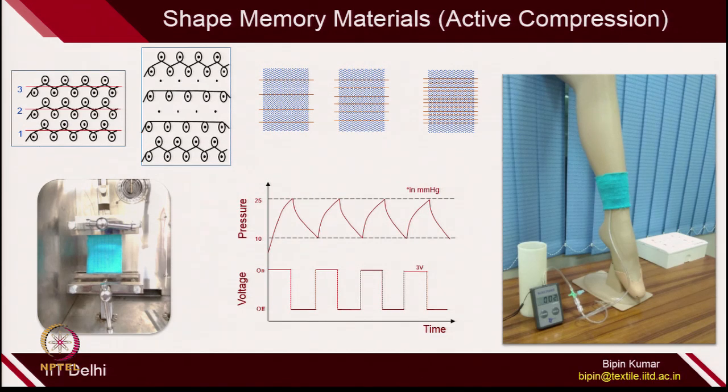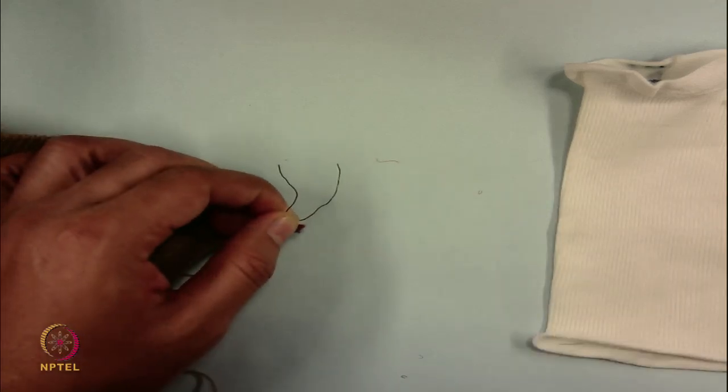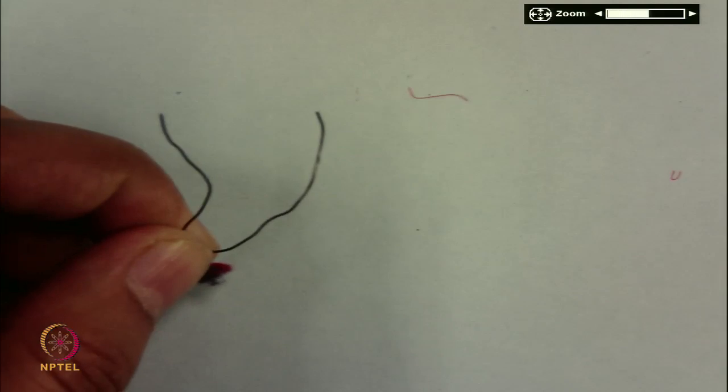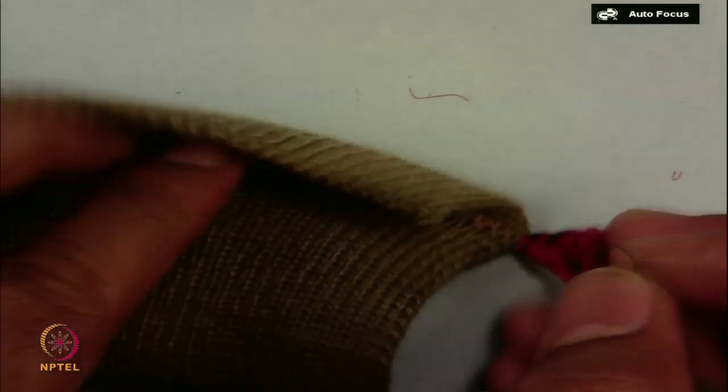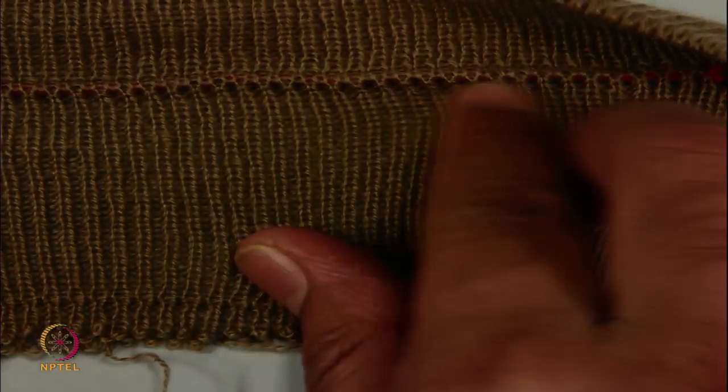So, you can see this again in a rib structure. So, this is the shape memory wire. So, this is your shape memory wire, which with the help of braiding, the entire wire is integrated in the fabric structure, and this is part of the fabric. So, you cannot take it out very easily.